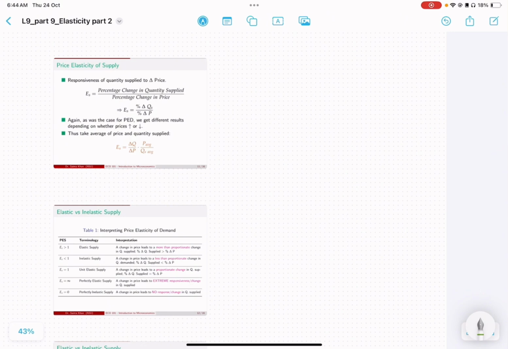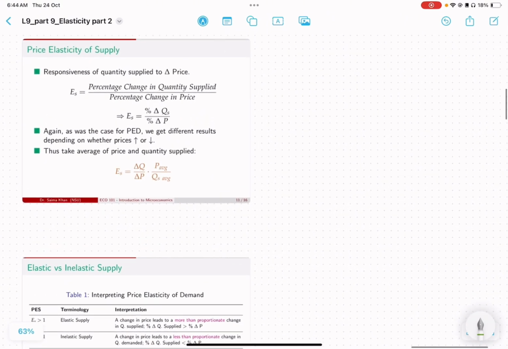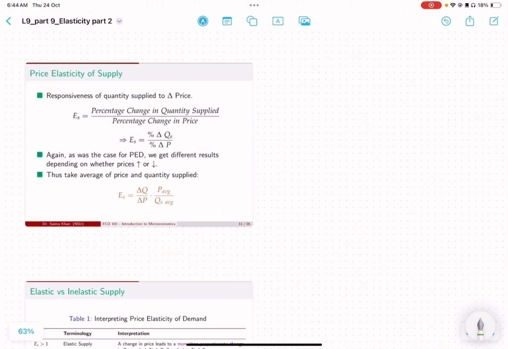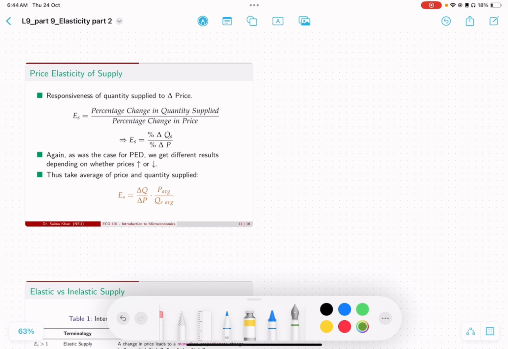In this video, we are going to be looking at price elasticity of supply. And once again, it is parallel to what we learned about price elasticity of demand. So remember, when we were doing price elasticity of demand, it was essentially percentage change in quantity demanded due to percentage change in price. So price elasticity of supply is simply percentage change in quantity supplied due to percentage change in price.